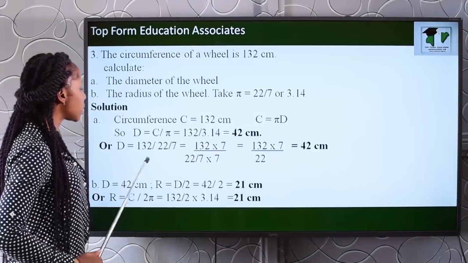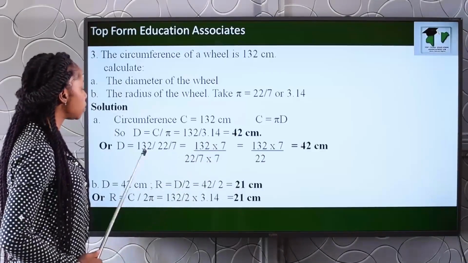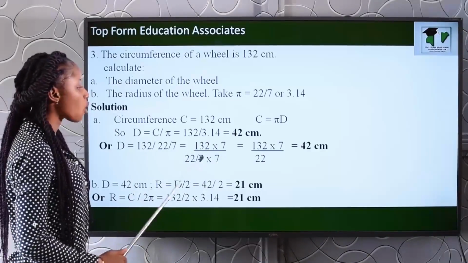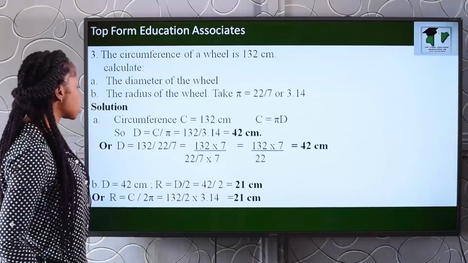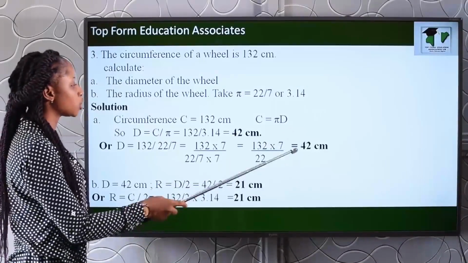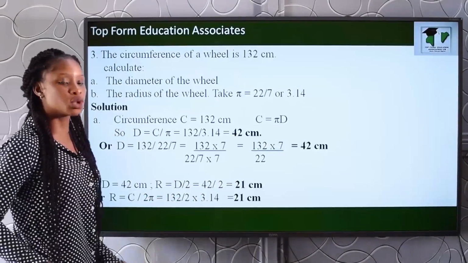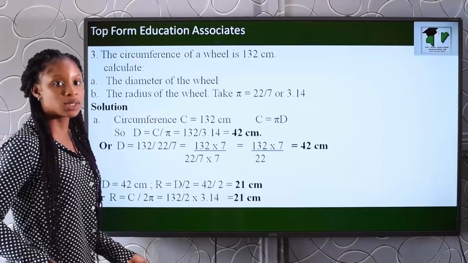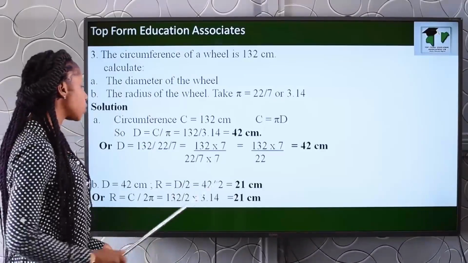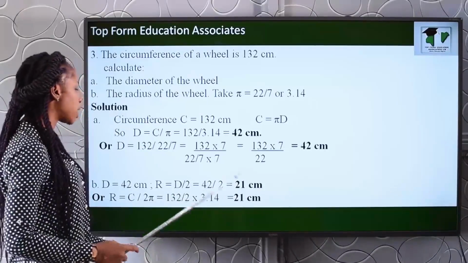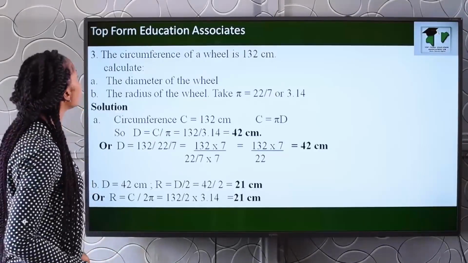We have another alternative method here, which is more explicit. It's more explainable. It is very worked out here. We still arrive at the same answer, 42 centimeters. So since we have the diameter as 42 centimeters, let us look for the radius. We said that the diameter is twice the radius. We said D is equal to 2R. So very simply, since we've gotten our diameter here, we divide it by 2, and our radius is 21 centimeters. I hope you are following.